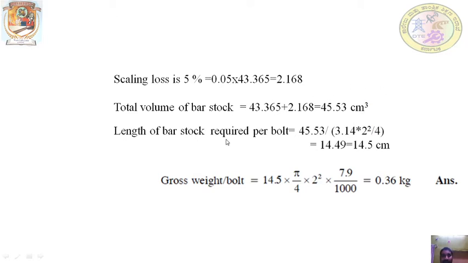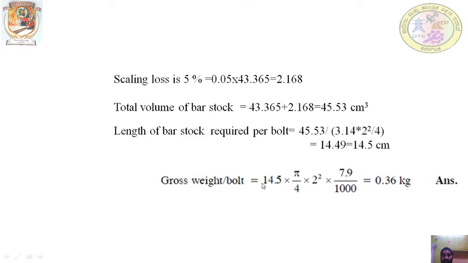So length of the bar stock is given by volume of the bar stock divided by area of the bar stock. The diameter of the bar stock is given as 2 centimeter. So pi d square by 4 gives you the area. So 45.53, the total volume of the bar stock, divided by area of the bar stock will give the length of the bar stock, that is 14.49 rounded up to 14.5 centimeter.